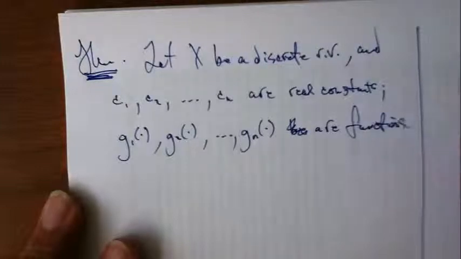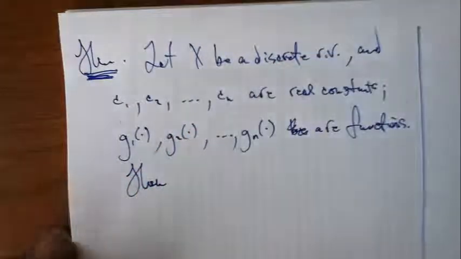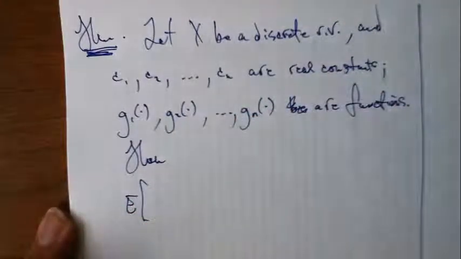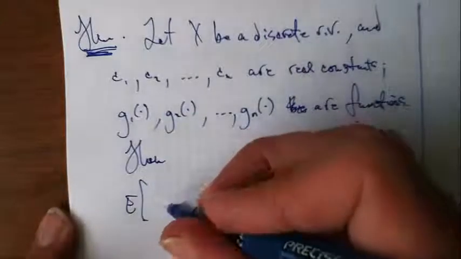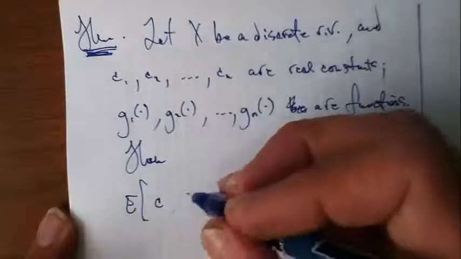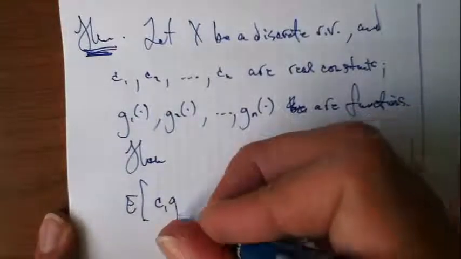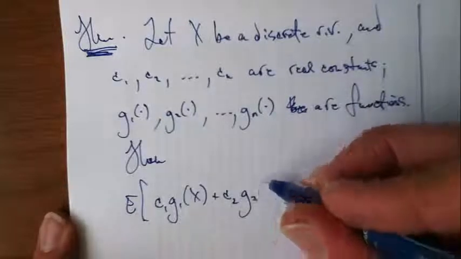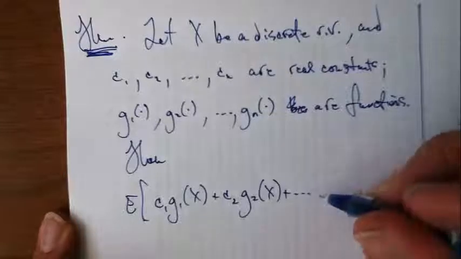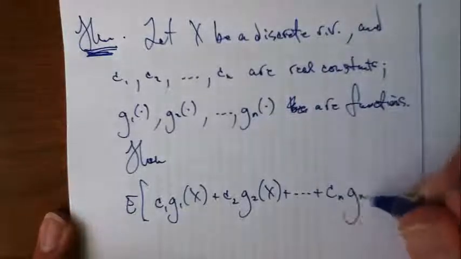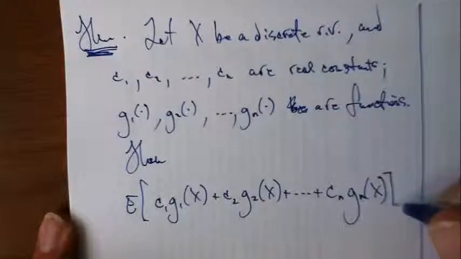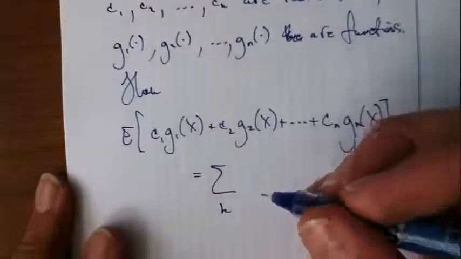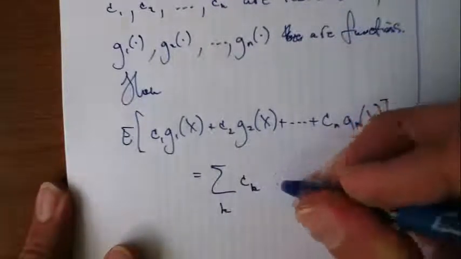Then, guess what? It turns out that if I want to take this random variable X, apply this function to it, and multiply by C1, and then take C2 times G2 of X plus ... Cn times Gn of X, this expected value I can actually write as the sum of the Ck times the expected value of Gk of X.